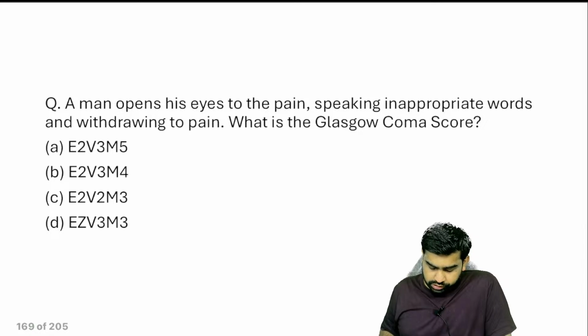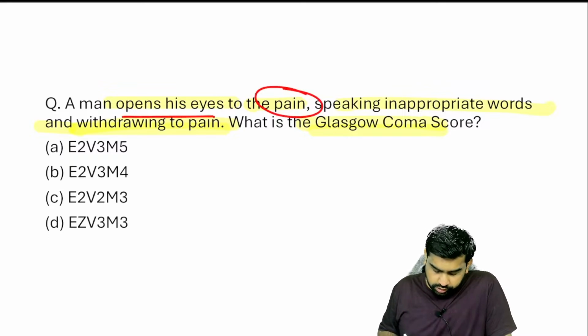Now, a man opens his eyes to the pain, speaks inappropriate words, withdraws to the pain. What is the Glasgow coma scale? Let's calculate. Opening the eyes to the pain, what is this? This is E2.